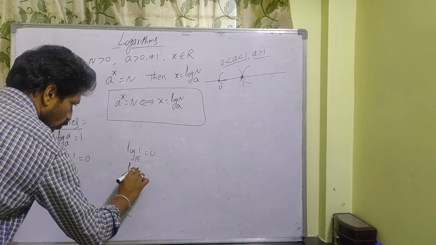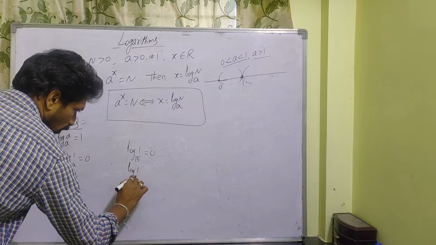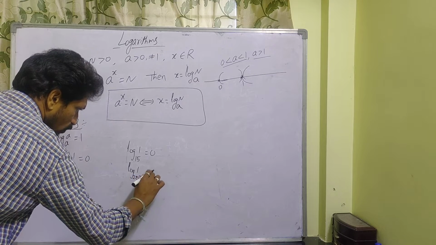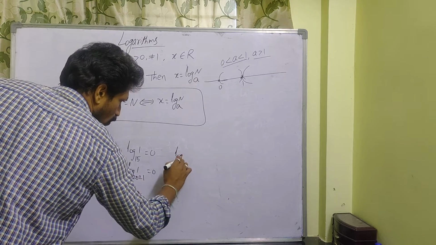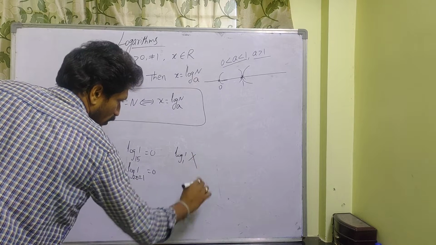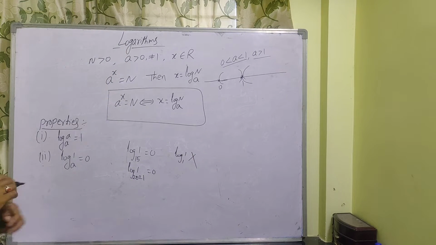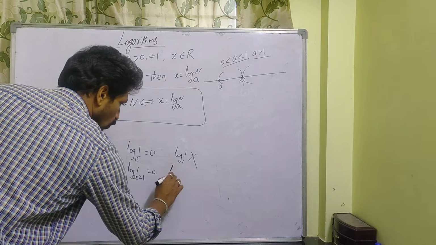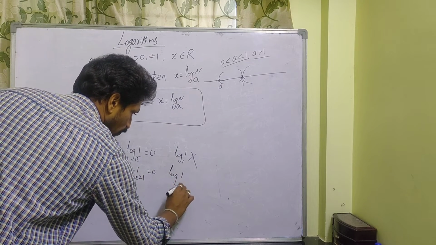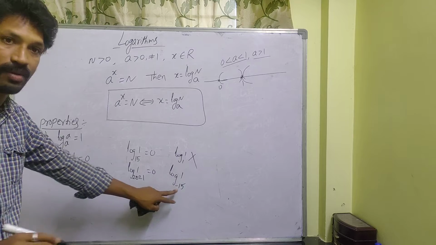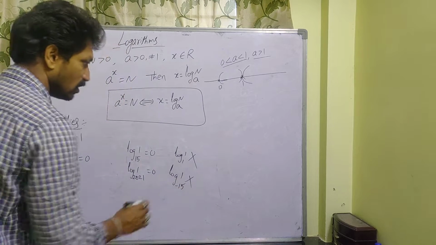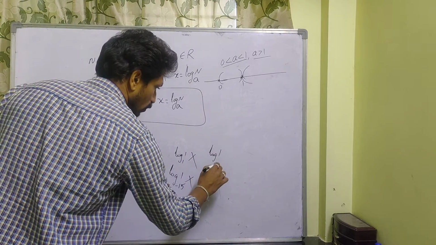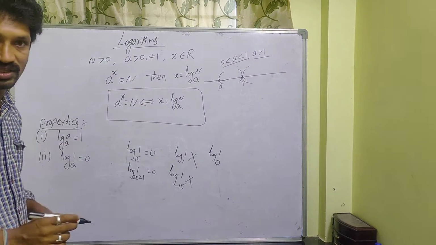Log 1 to the base 2021, this value is 0. But log 1 to the base 1 does not exist because a should not be 1. Log 1 to the base minus 15, because of the negative number, does not exist. Log 1 to the base 0 does not exist.